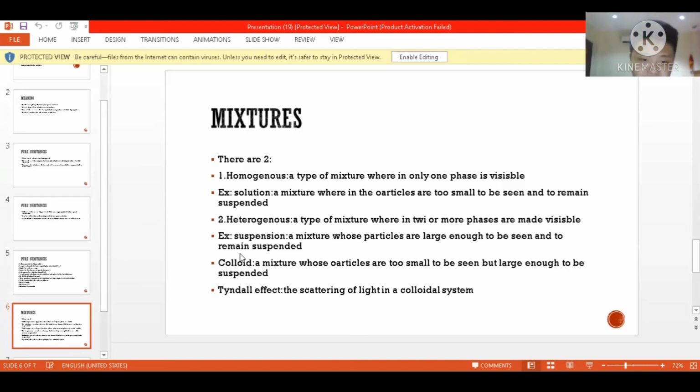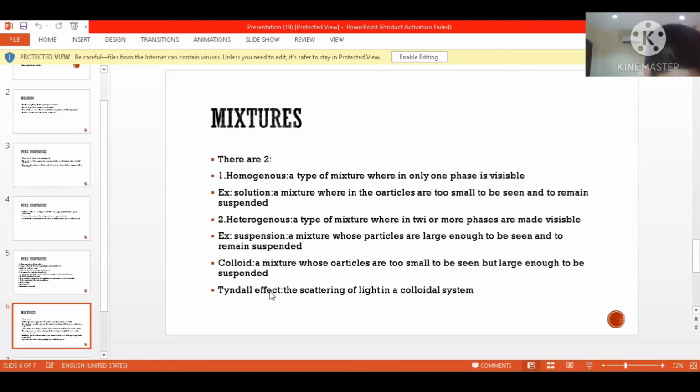While colloid is a mixture whose particles are too small to be seen but large enough to remain suspended, meaning the particles are in between in size. They do not separate into layers. An example of this is fog.